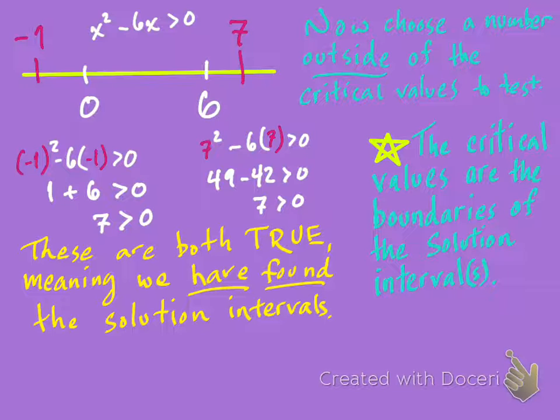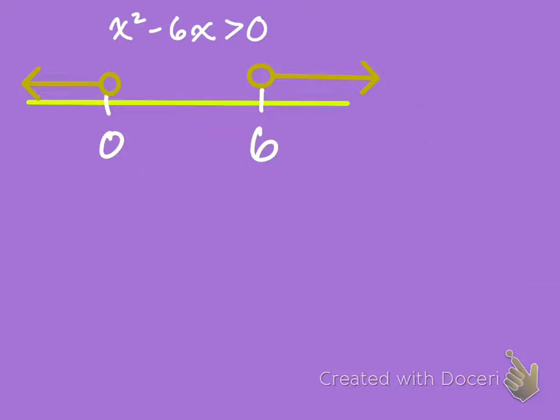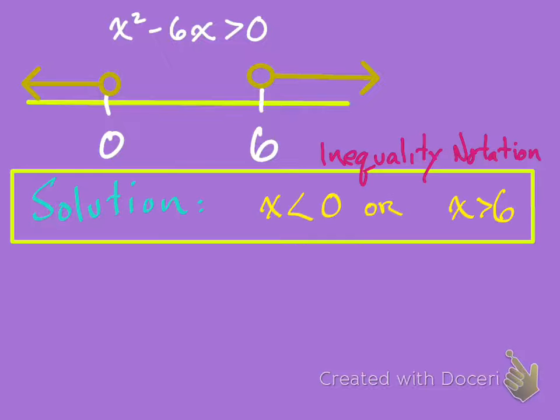These critical values, this is why people call them boundary points sometimes, because they are literally the boundaries of the solution region on the number line. All right, so that's what it looks like on a graph there with those little open circles. You may be familiar with that type of graph, with the open circles being strictly greater than. But when we express our solution here, we can use inequality symbols. So it's x less than 0 or x greater than 6. All right, those are our solution intervals.